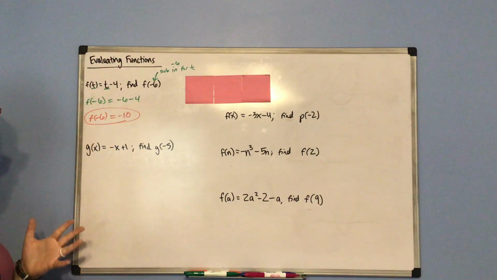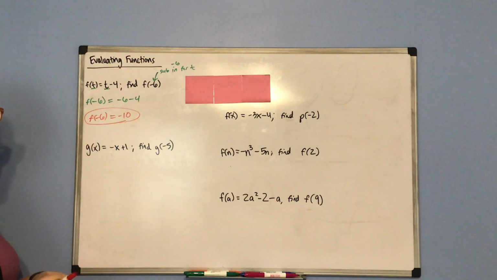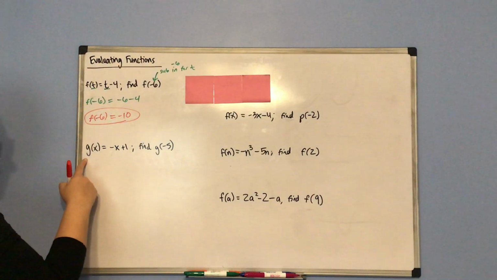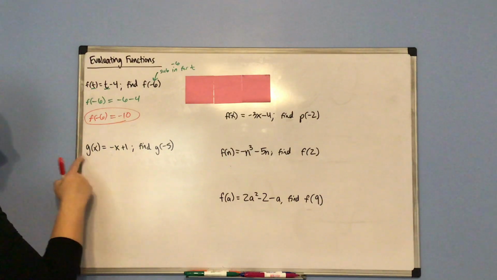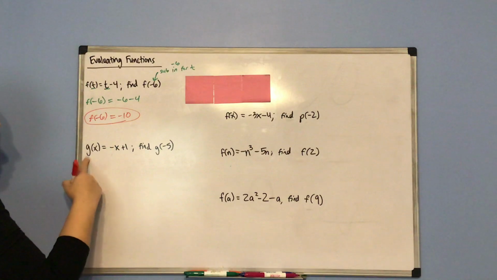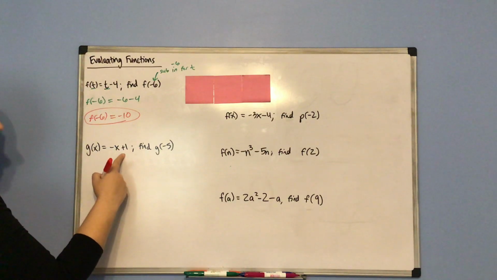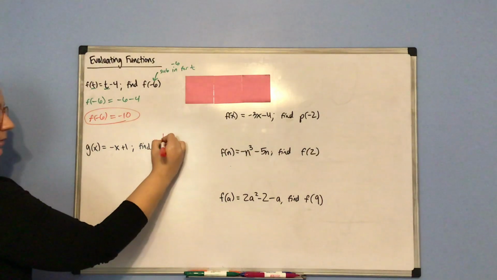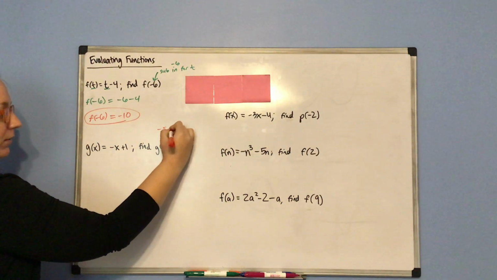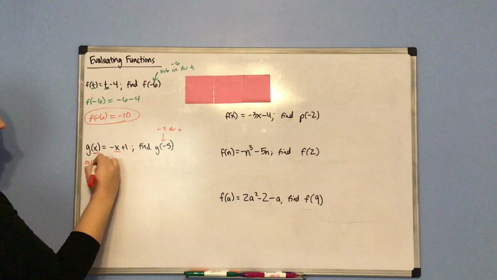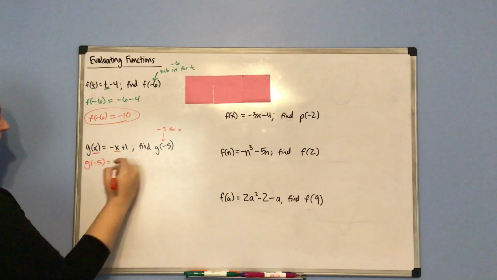When you're doing these on your own, feel free to use a calculator to help you out with anything you need help with calculation-wise. Let's try another one. This time my function is called g of x. My function's name is g. The variable we're using is x. G of x equals negative x plus 1. They want us to find g of negative 5. So we put negative 5 in for x. So these x's will turn into negative 5's.